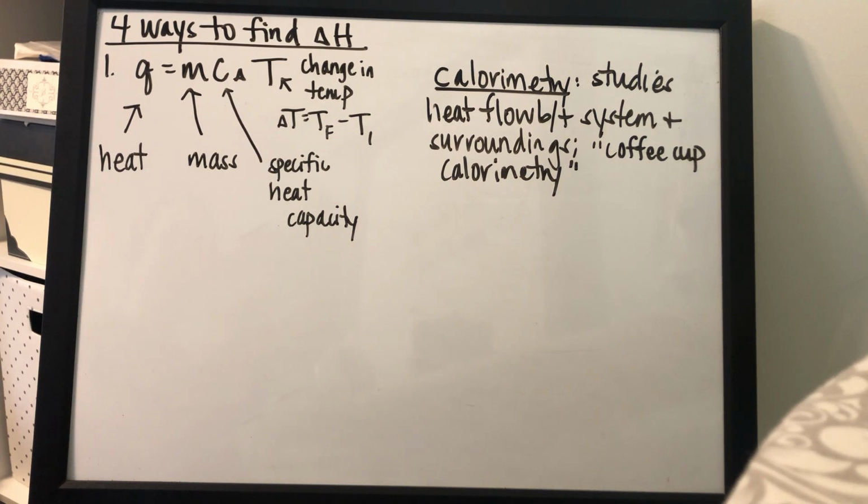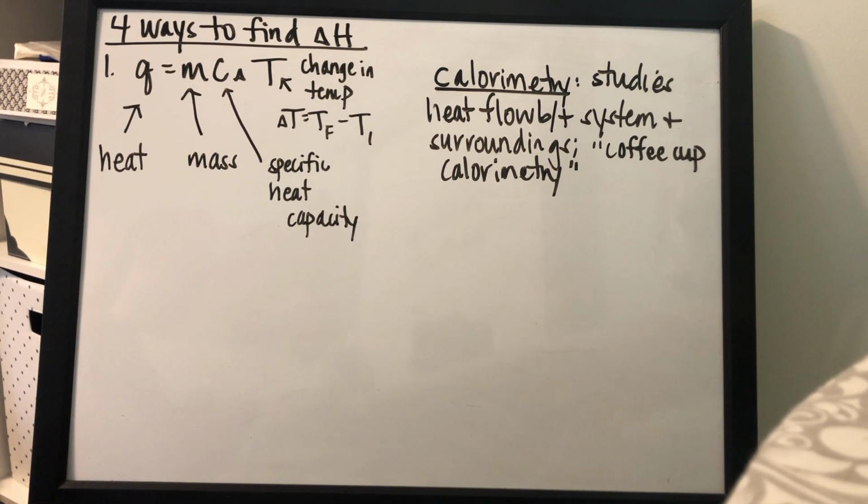So the first one is using Q equals MC delta T, and a discussion of calorimetry. So calorimetry is basically a study of the heat flow between the system and the surroundings. And we have done several calorimetry experiments, always involving a coffee cup, so to speak. So it is called coffee cup calorimetry. They use coffee cups because they're made of styrofoam and they're good insulators and they prevent heat loss. So that's the idea of calorimetry. And basically you can find delta H for any reaction that you can do in a coffee cup.